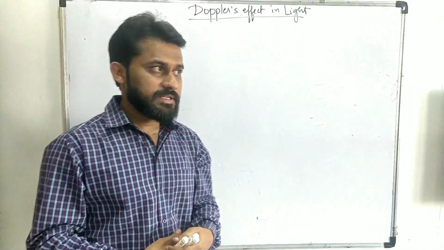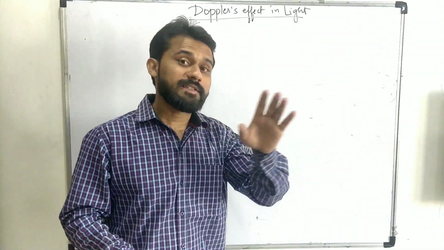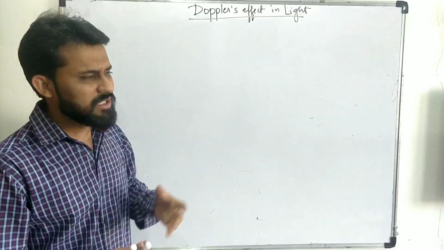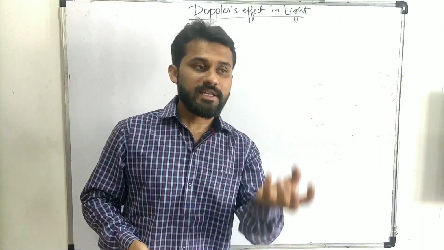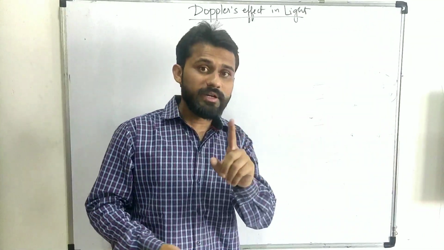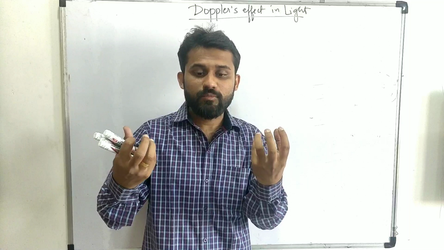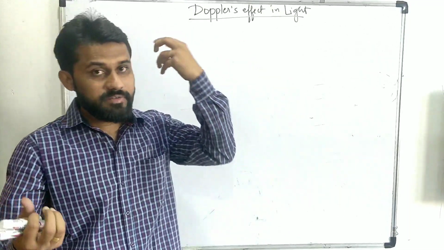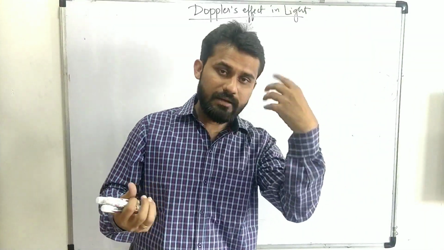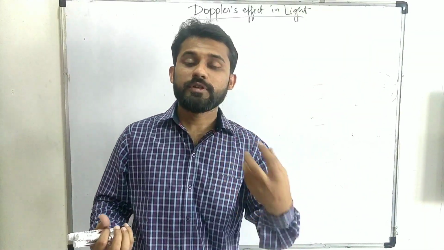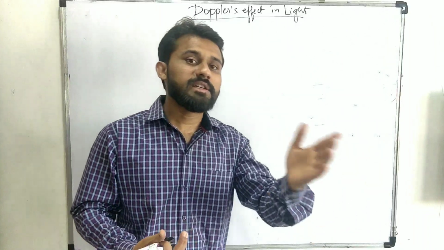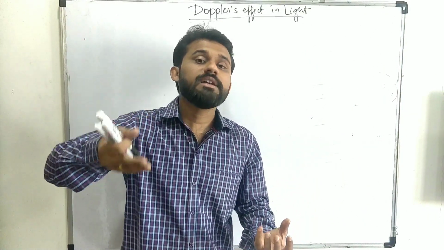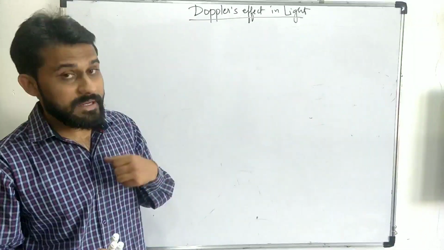The first difference is that Doppler's effect in light is symmetrical and Doppler's effect in sound is asymmetrical. What is the meaning of symmetrical? Doppler's effect you know, right? If source and observer are moving relative to each other, then the apparent frequency that the observer hears is different from the original frequency. Means either it is greater than the true frequency or it is less than the true frequency.